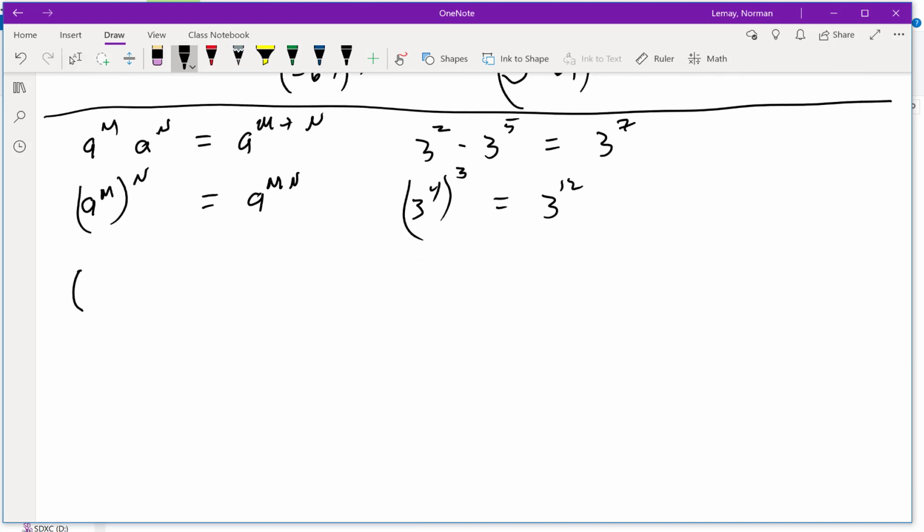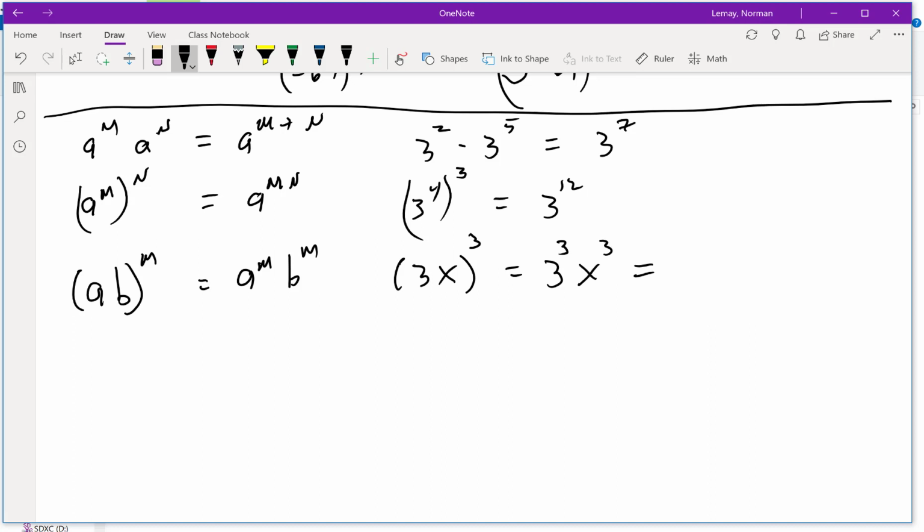The next one says if we have 2 unlike bases, a and b, and raise them to the mth power, and again, it doesn't matter if m and n are positive, whole numbers, or fractions, this is going to work. So this becomes a to the m, b to the m power. For example, if I had 3x to the 3rd power, then using this rule, I get 3 to the 3rd power, x to the 3rd power, so I get 27x to the 3rd power.